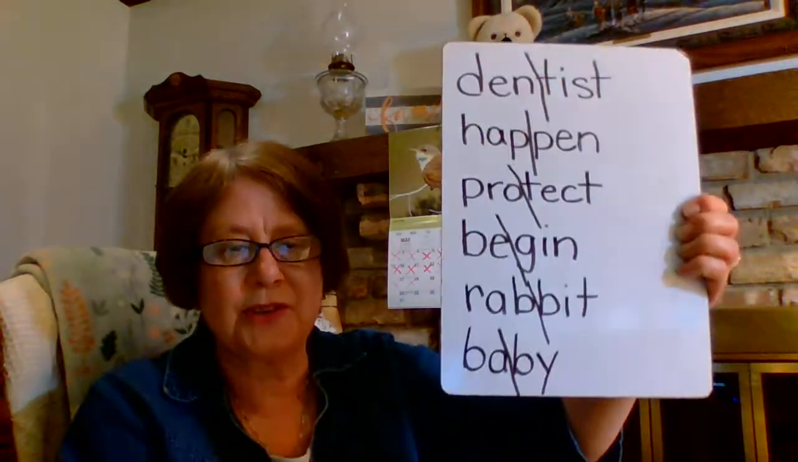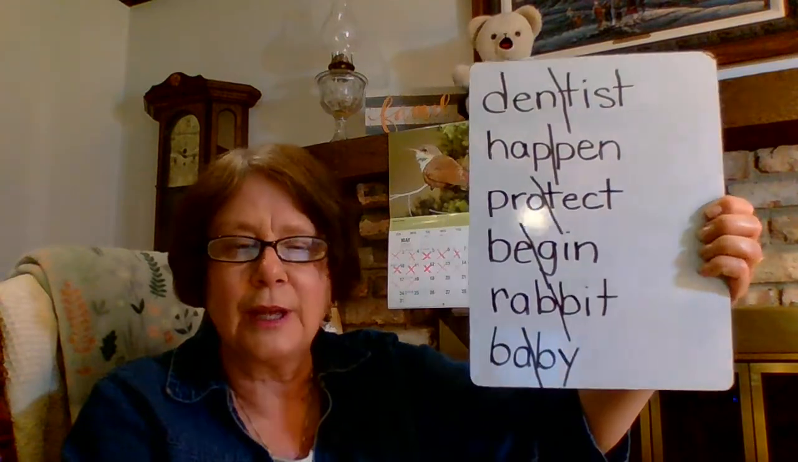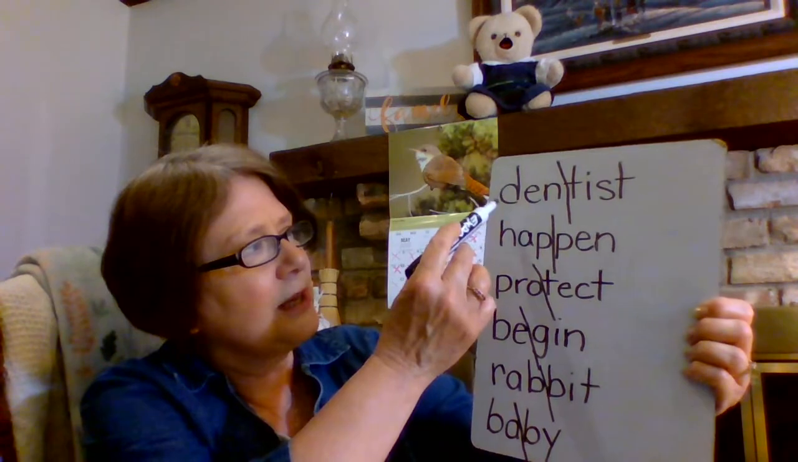So here we have six two-part words, two-syllable words. The easiest way to study is the first syllable and then the second syllable and then put them together.